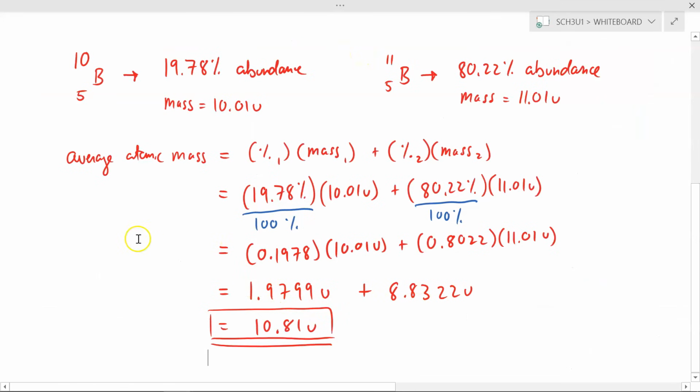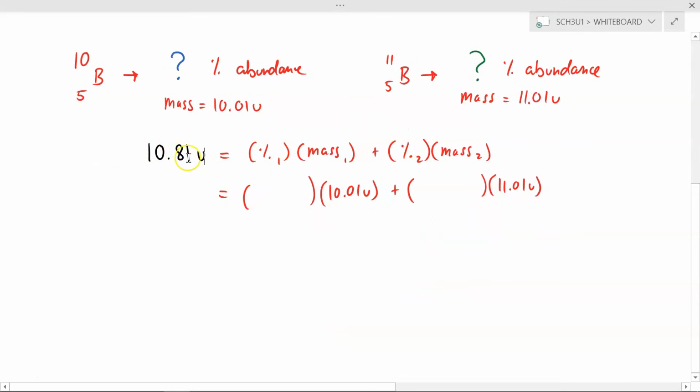Alright, so let's try a slightly different version of this question. Instead of trying to calculate the average atomic mass, I want you to calculate the percent abundance values. So now I've given you the average atomic mass, but I want you to find out what is the percent abundance for boron-10 and what is the percent abundance for boron-11.